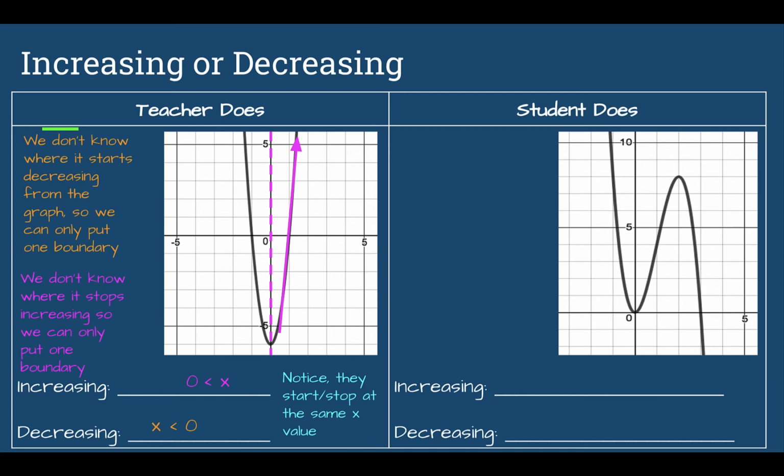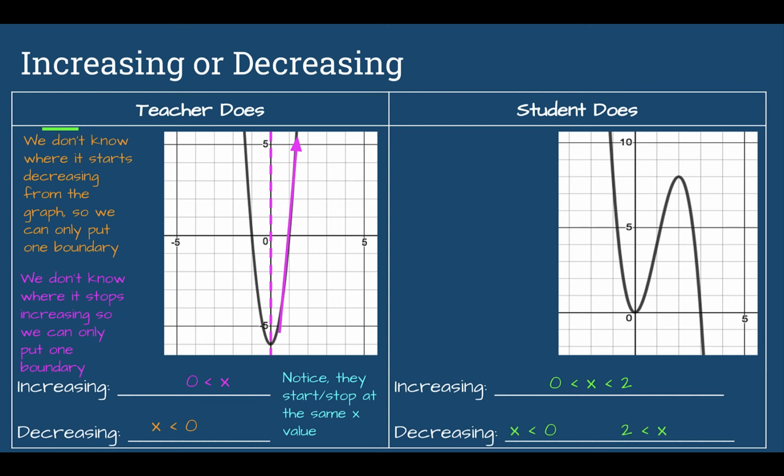Now it's your turn. Pause the video. See if you can figure out the intervals of when this graph is increasing and when it is decreasing. Let's check. Increasing was from 0 to 2. So the graph is going up, starting at 0 and ending at 2.